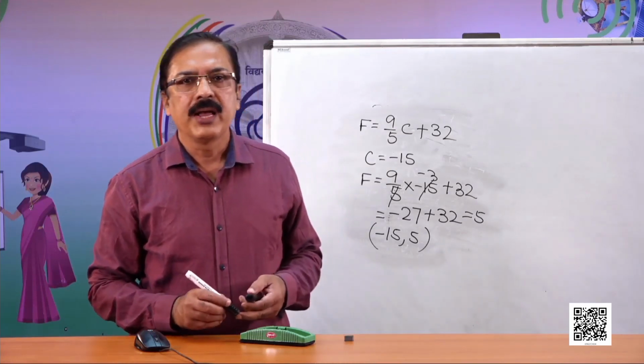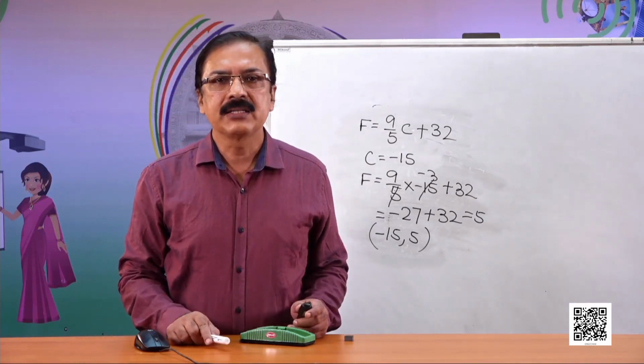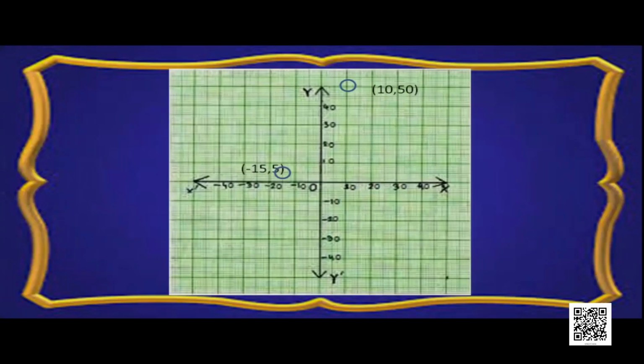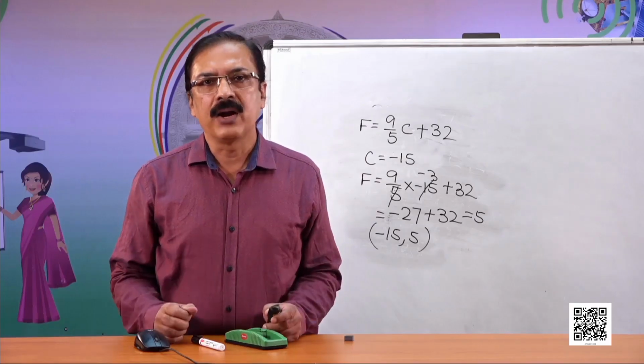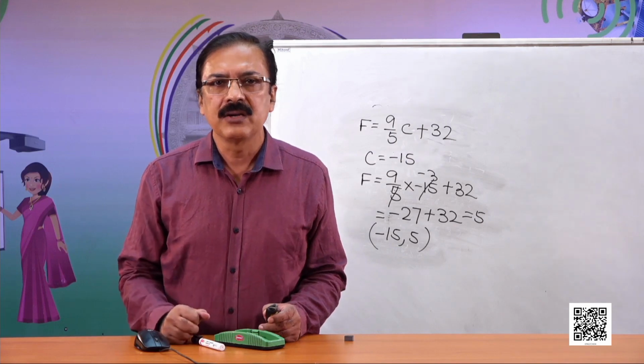And to draw a straight line, we need at least 2 points. Here we have 2 points. Now let's join these 2 points and get the straight line. Now if we study this straight line, we can see that this line passes through a point in which both Fahrenheit and centigrade are equal. The coordinates of that point are minus 40, minus 40. Now let's see whether this satisfies the equation or not.